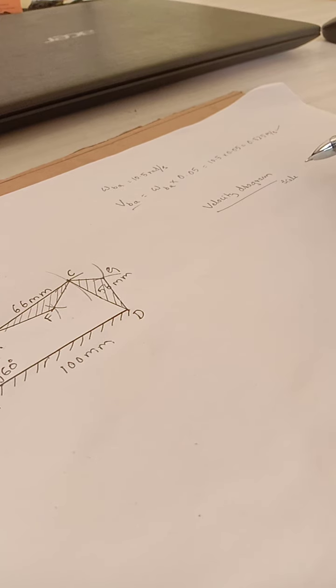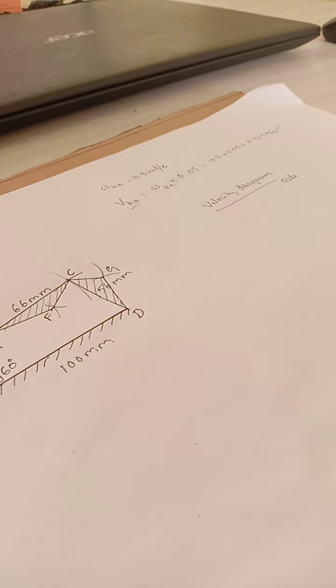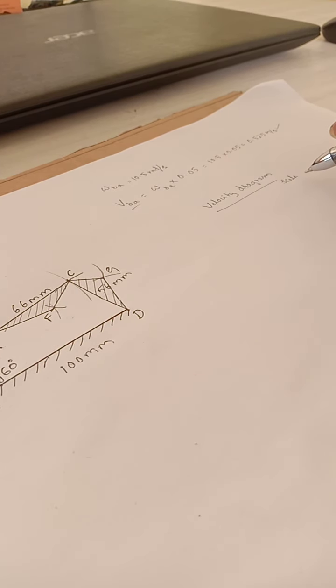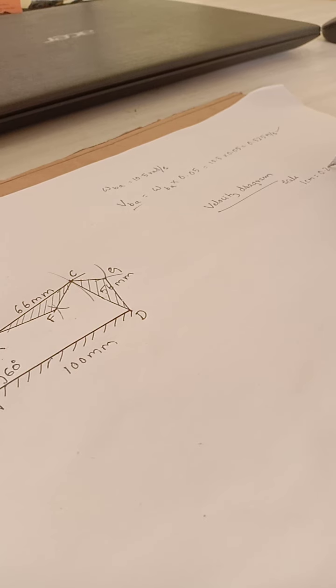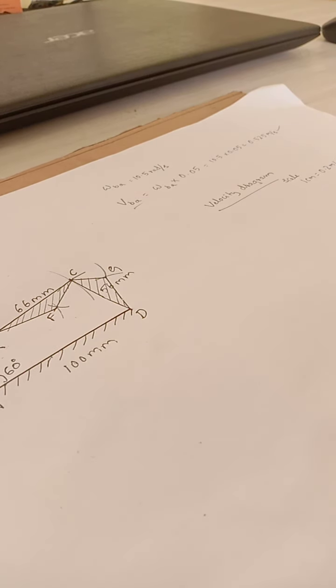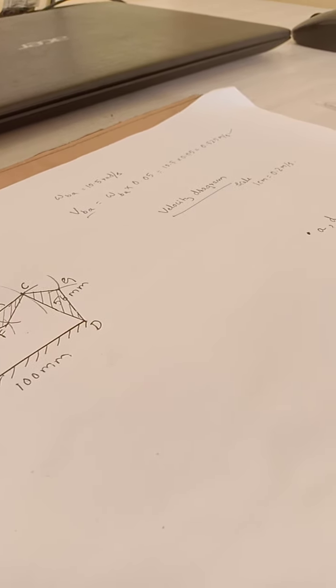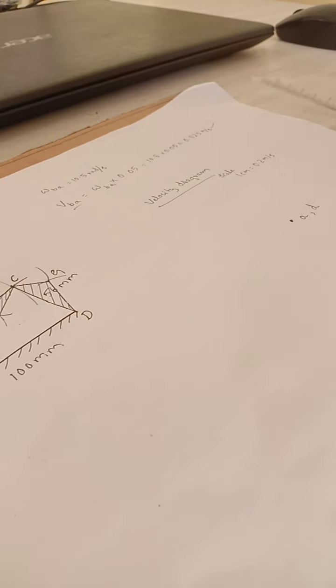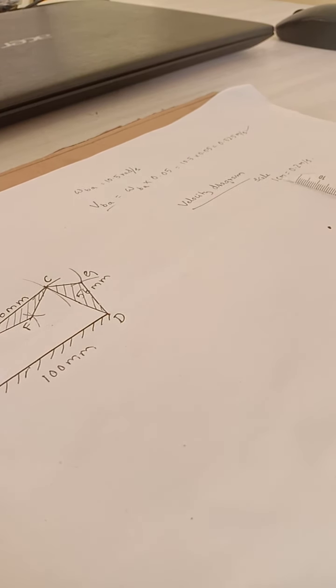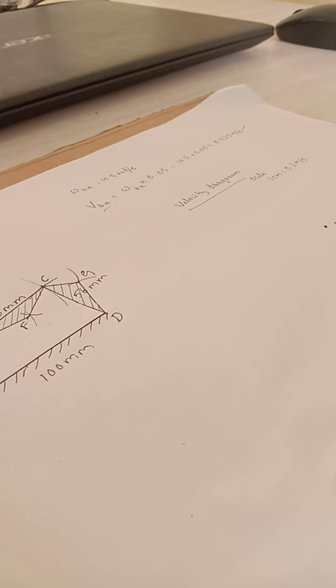So I am taking the scale, as the value is 0.525 meters per second. I am going to take 1 centimeter equal to 0.2 meters per second. Okay, 1 centimeter is equal to 0.2 meters per second. So this is my scale.